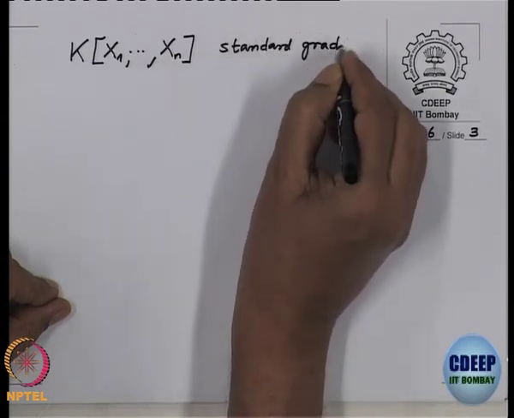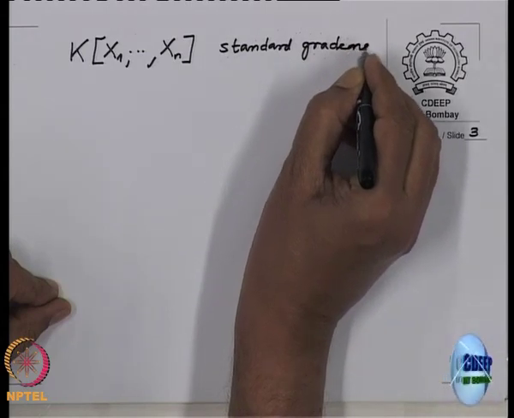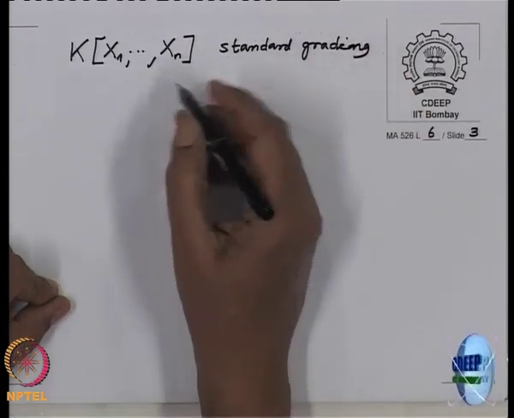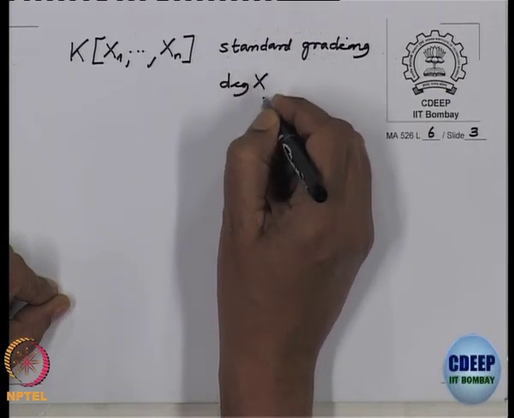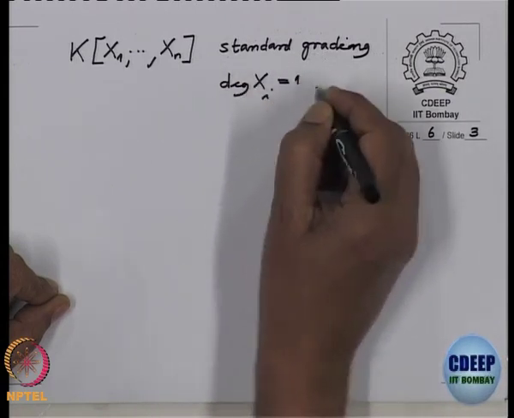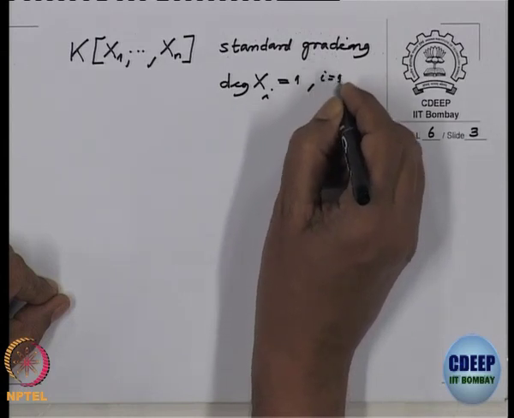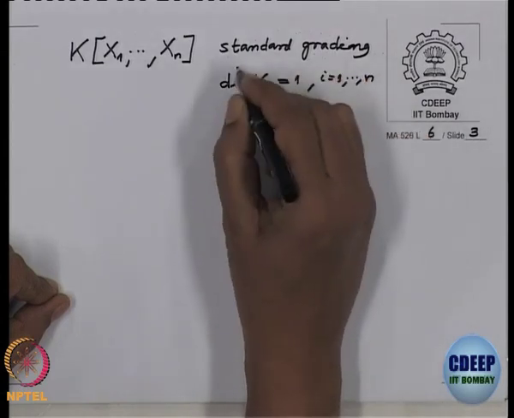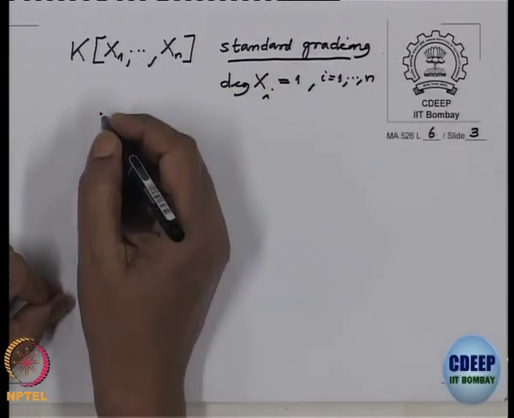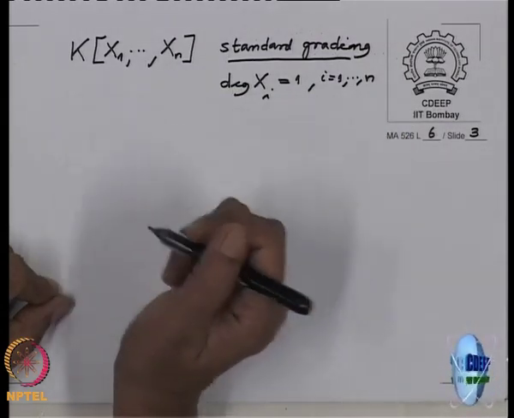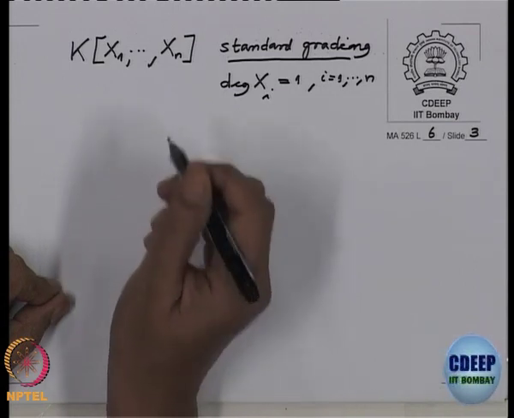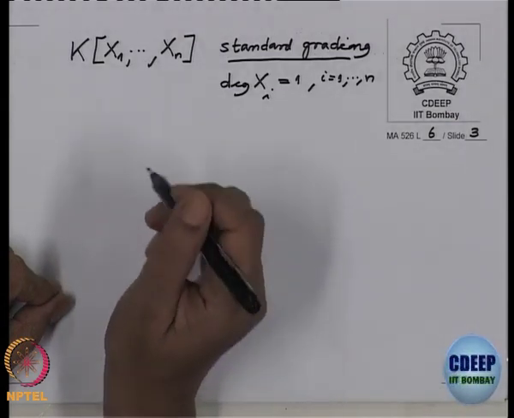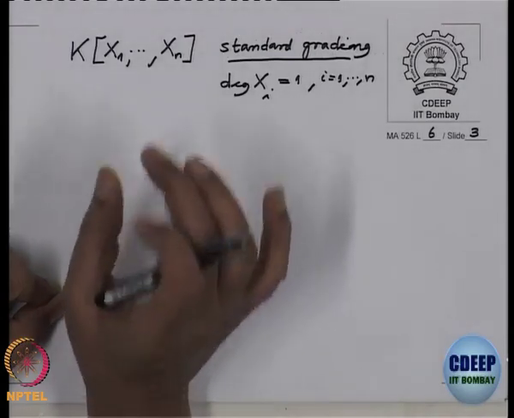Standard grading simply means that to each variable you give a grading, the degree of the variable xi is 1 for all i. This is called a standard grading. With this, the homogeneous components are precisely generated by homogeneous polynomials of that fixed degree.